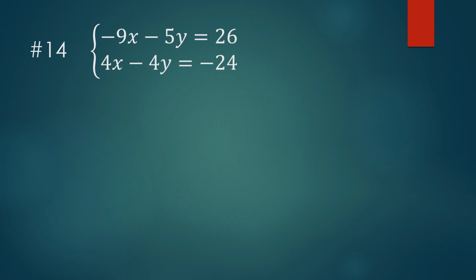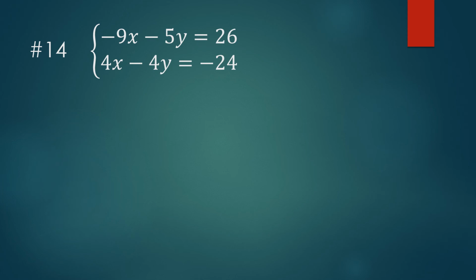All right, one more. Let's look at 14. So number 14, I have a negative and a positive with my x's. I have 2 negatives with the y's. So if I want to eliminate the y's, I'd have to multiply one of them by a negative number so that one of these turns positive. Or I can just multiply the x's by 2 positives because they already have opposite signs.